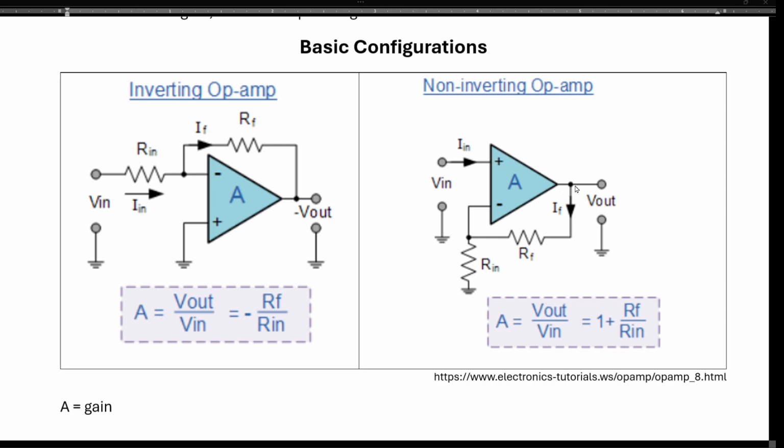Now, the non-inverting op-amp: the signal connects to the non-inverting input, and here is the feedback that goes to the inverting input. And here's RF, the feedback resistor, and the input resistor Rin, and here's the input signal coming in. The gain has no negative sign anymore because the signal is connected to the non-inverting input, as opposed to here.